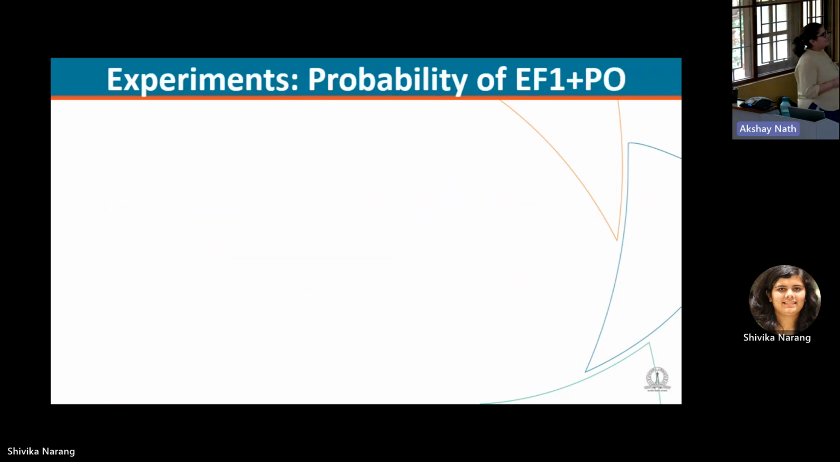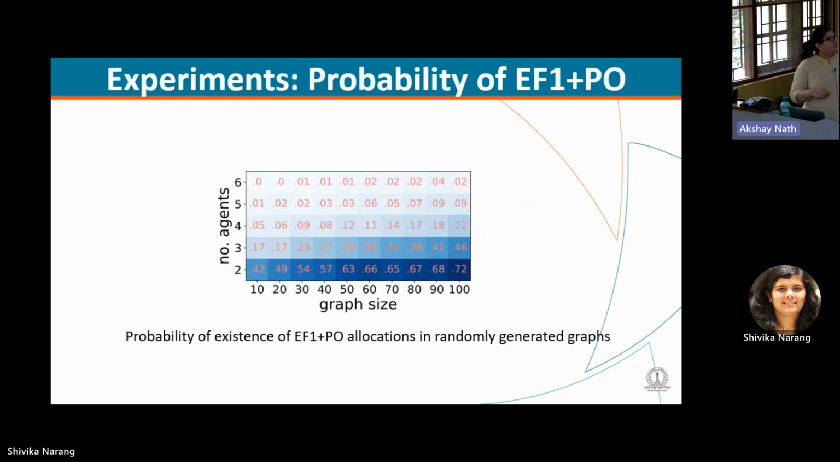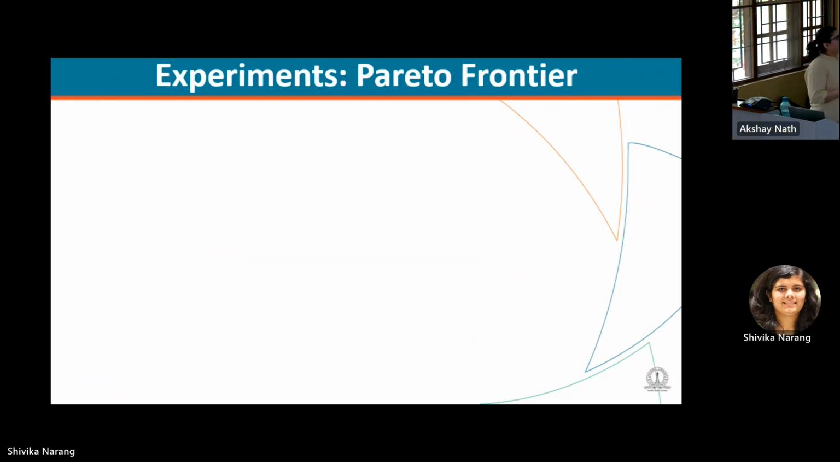We run experiments. So one thing we checked was, okay, for graphs with 10 orders, 20 orders, 30 orders, which are randomly generated, what is the likelihood of an EF1 and PO allocation existing with 2 agents, 3, 4, 5, 6, and so on. Okay, these are randomly generated graphs. We use trees here. We have similar heat maps for EF1 and SO, MMS and SO as well.